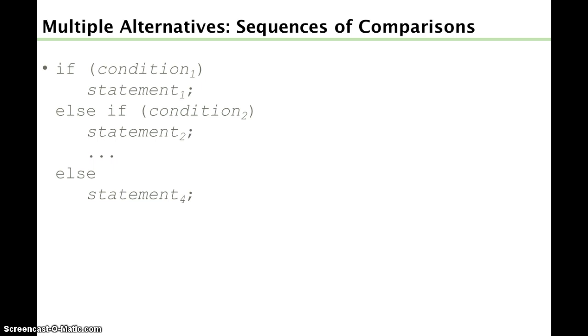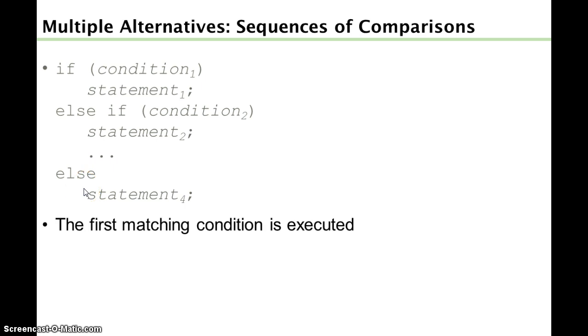If condition 1 is true, then it'll execute statement 1. Else if condition 2 is true, then it'll execute statement 2. And if both of those are false, then it'll drop down to the else statement. Then it will execute statement 4. So you can have lots of different conditions here as part of the same if statement if you use an if-elseif block. So the first matching condition is executed.